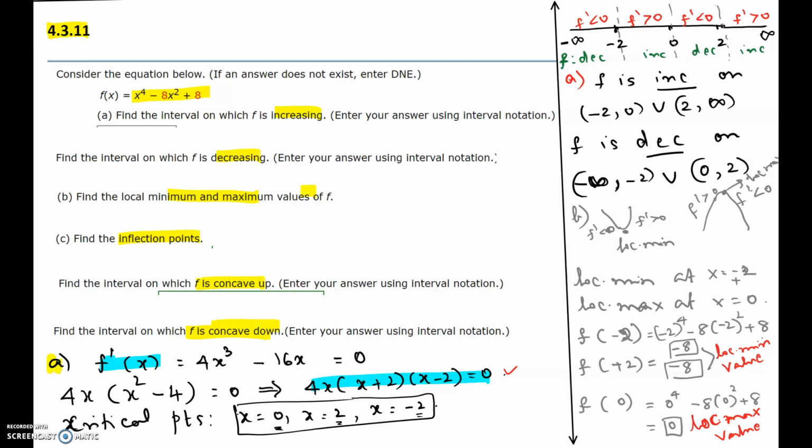So we have to plug in -2 and +2 into the original function f, which is this function. And then when we plug in -2 and +2, we get the same value, -8, which will be the local minimum value. When you plug in 0 into the original function f, we get 8, which is the local maximum value. So local minimum value is -8 and local maximum value is +8.